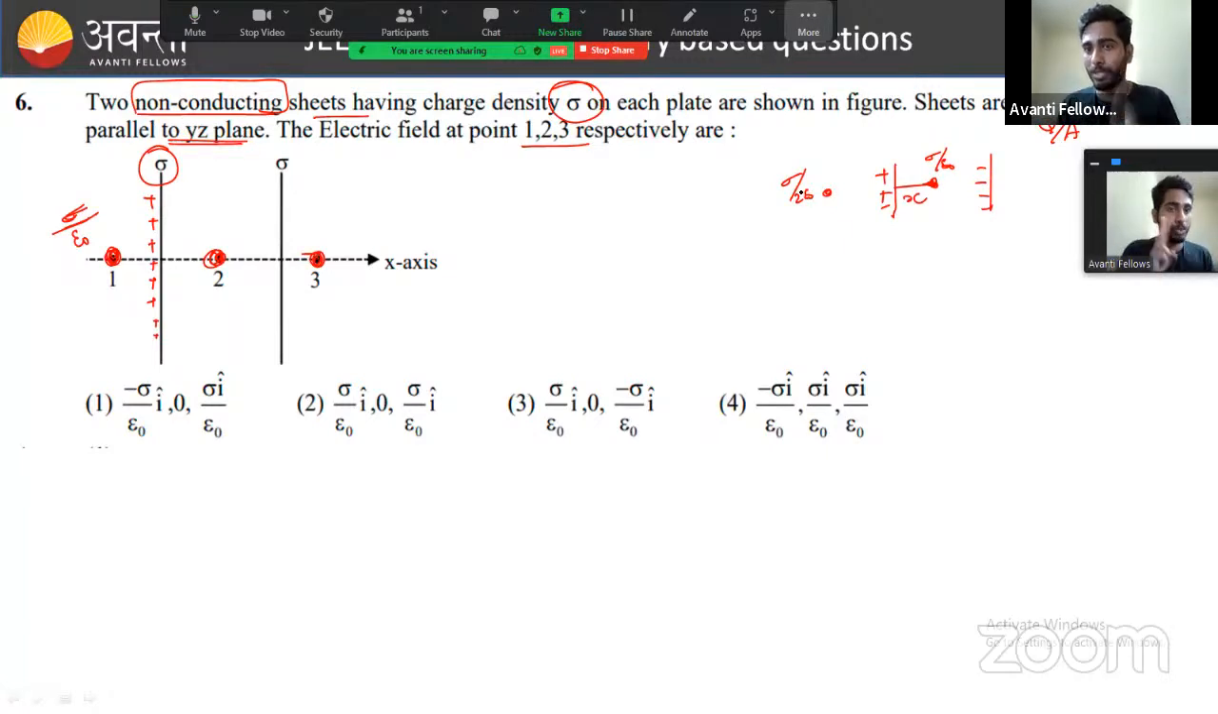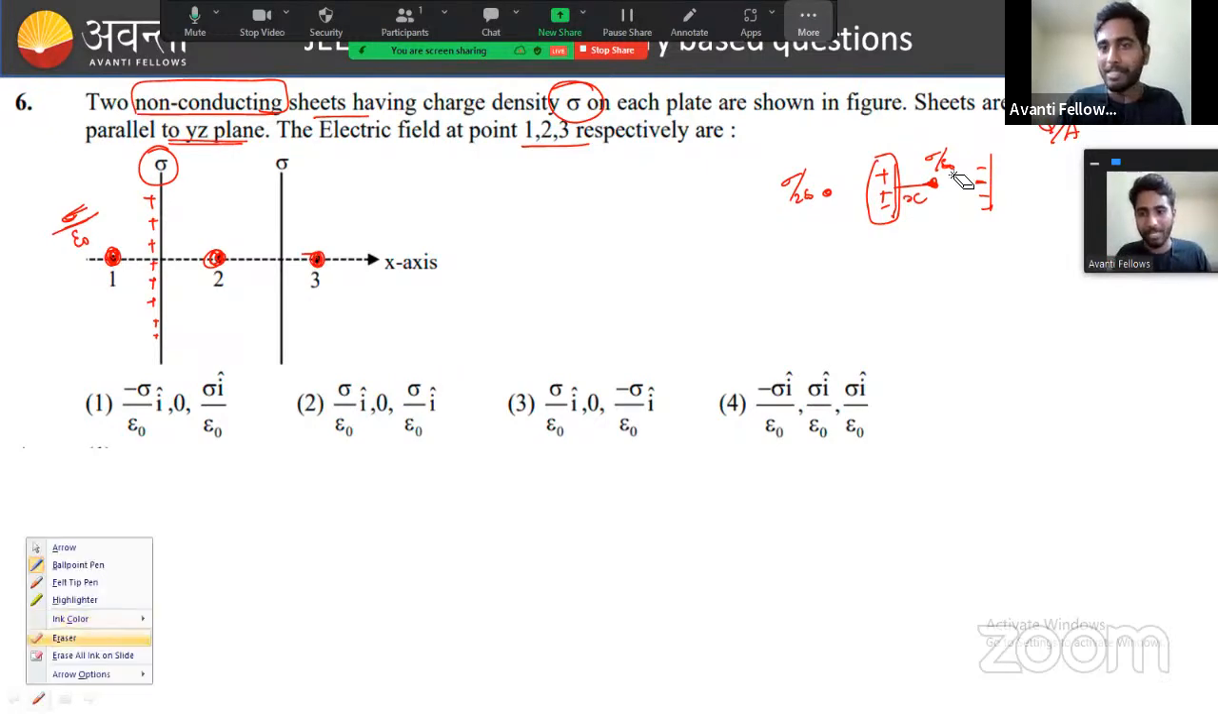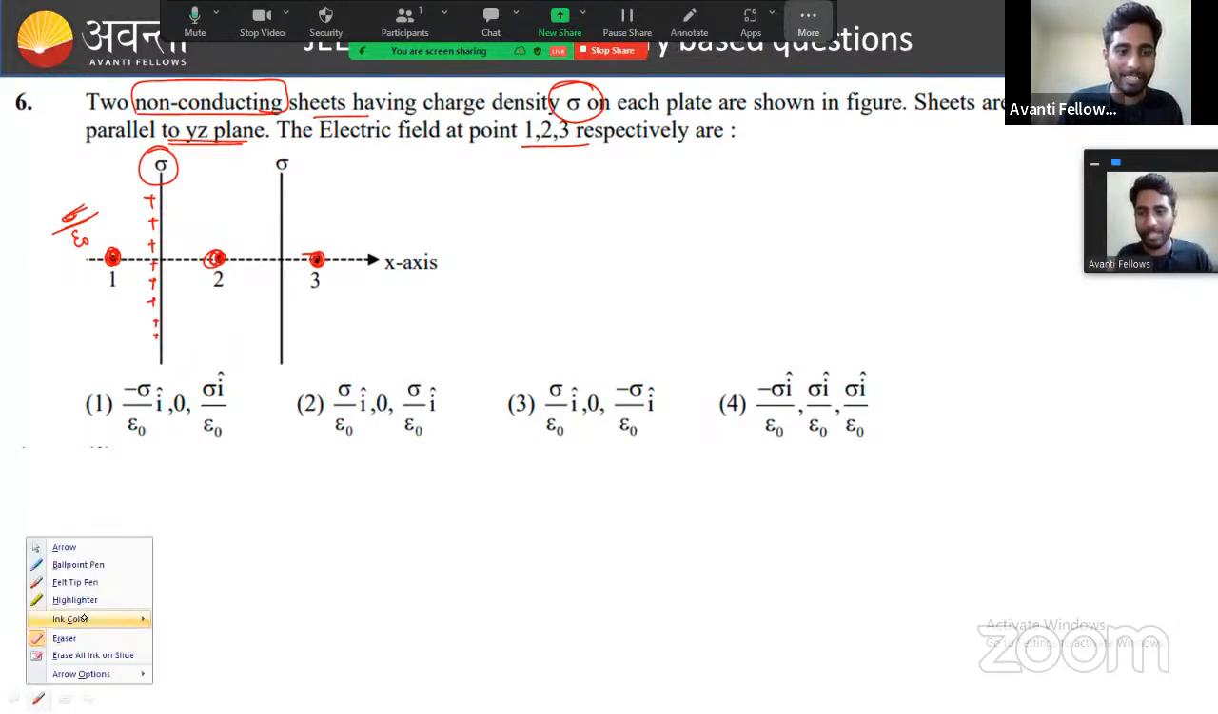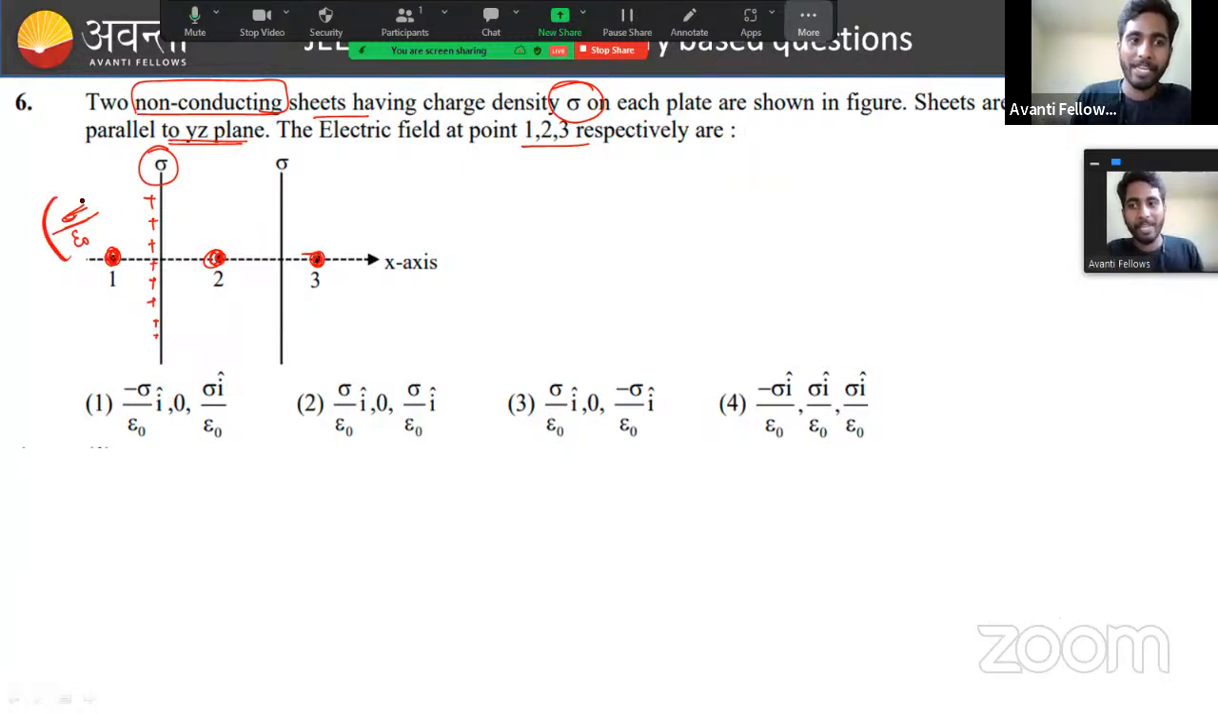It is due to two reasons. One is due to the electric charges present on the surface, and then due to the negative charges also. But here it is not like that. Now the story is changed. The story is not similar to the capacitor plates. Here both are non-conducting plates. That's why here it will be sigma by epsilon naught.